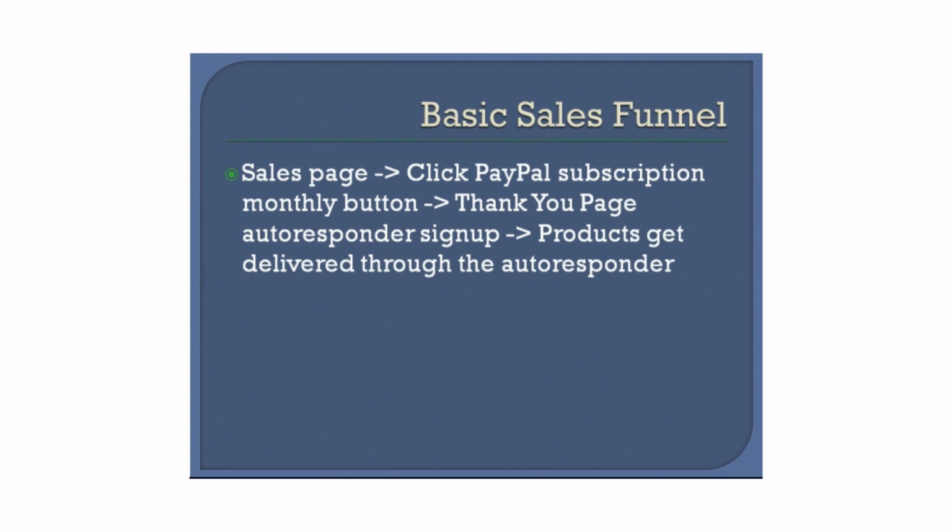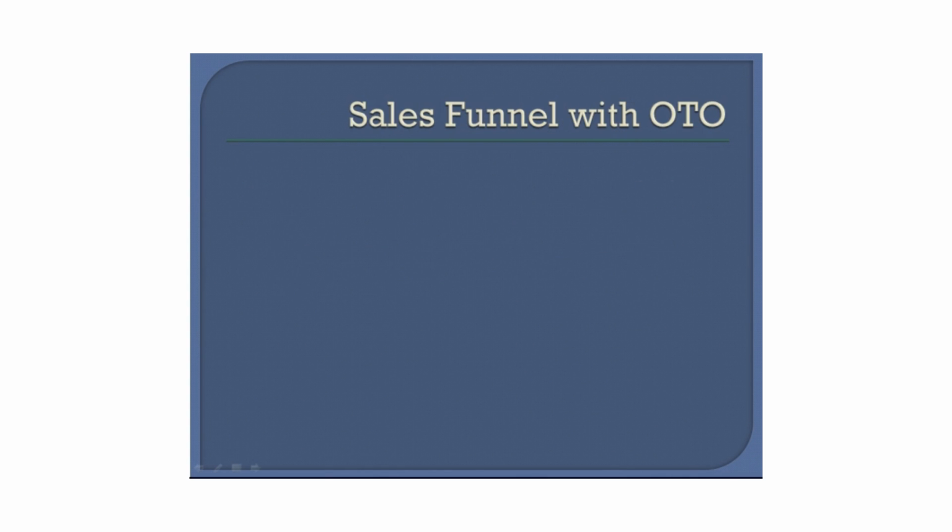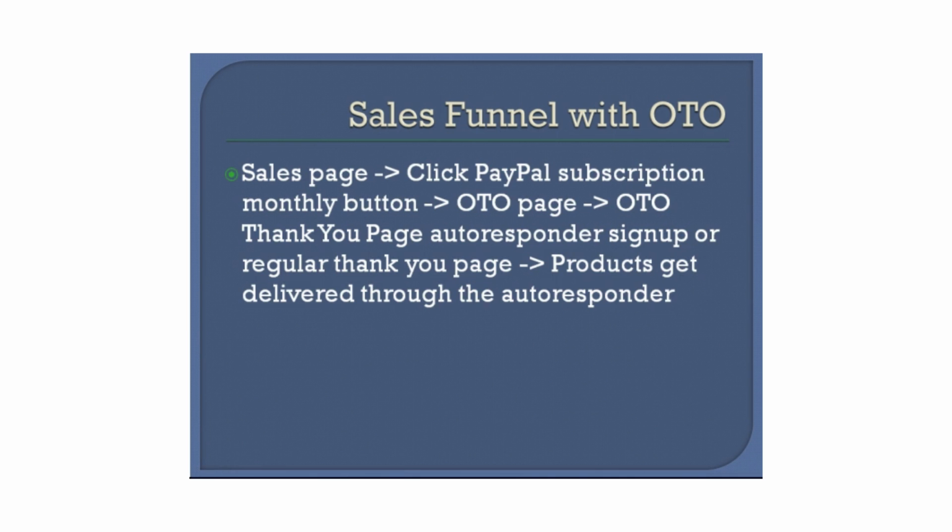Now, if you were to get a little more complicated and add a sales funnel with a one-time offer, then it would look like this. You have a sales page, they get on the sales page, they click the PayPal button, and then after that, they see a one-time offer that says, hey, hold on, we've got a one-time offer here. If they go purchase it, then they get sent to the one-time offer thank you page with the autoresponder. Or if they say no, then they're going to be sent to the regular thank you page. Then after that, the products get delivered through the autoresponder.